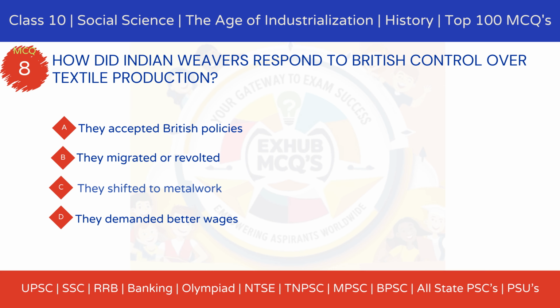MCQ 8. How did Indian weavers respond to British control over textile production? Option A. They accepted British policies. Option B. They migrated or revolted. Option C. They shifted to metalwork. Option D. They demanded better wages.